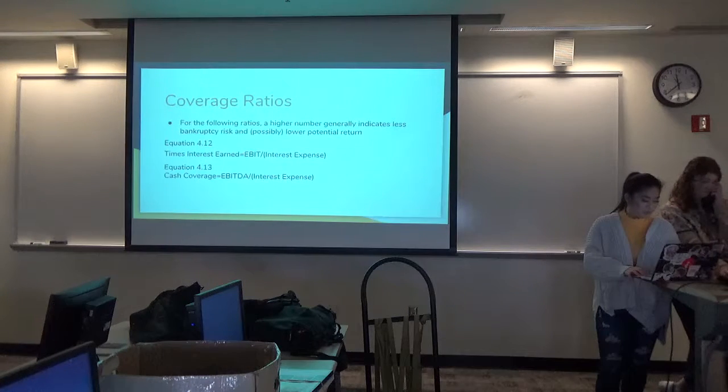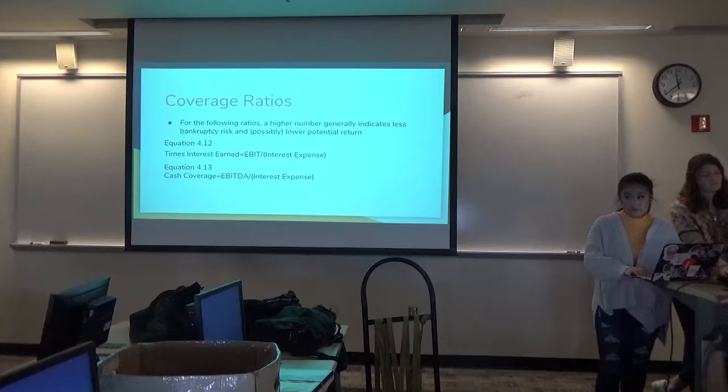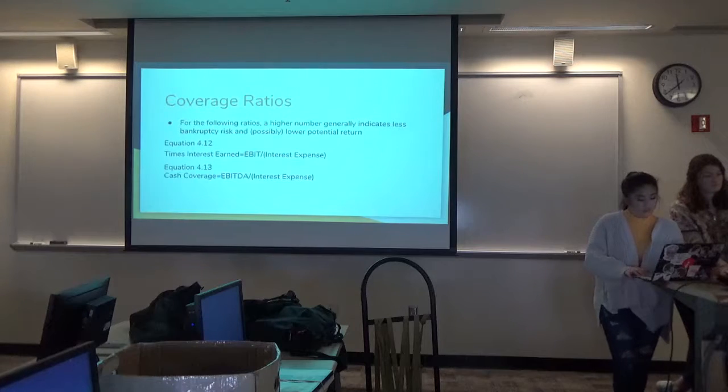Coverage ratios are for the following ratios. A higher number generally indicates less bankruptcy risk and possibly lower potential return. First equation is times interest earned, which is earnings before interest and tax divided by interest expense. And cash coverage is earnings before interest, tax, depreciation, and amortization, divided by interest expense.